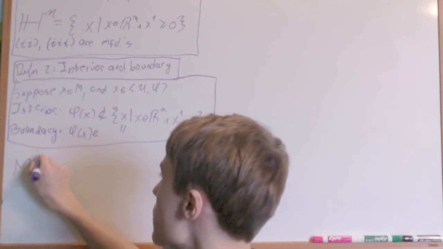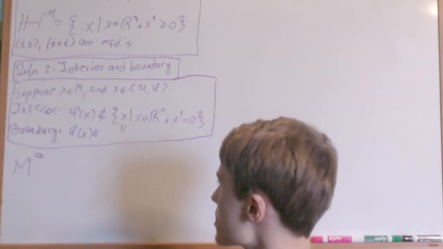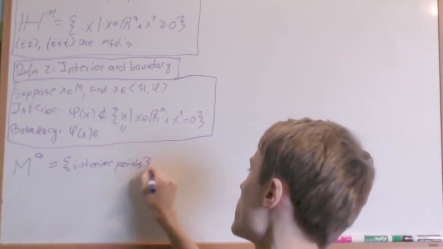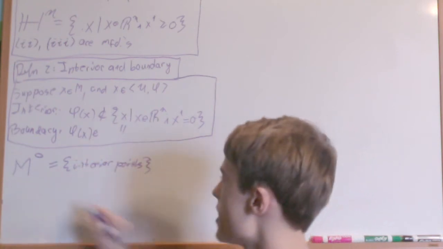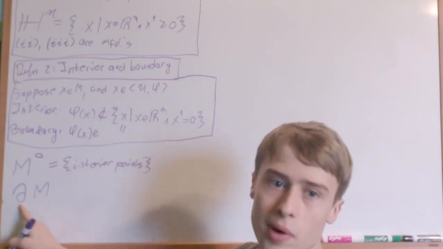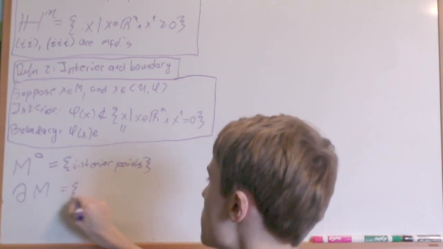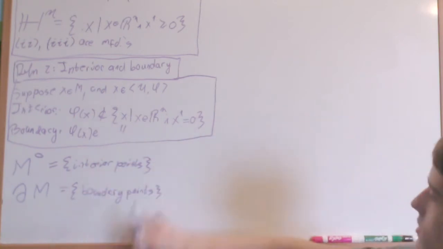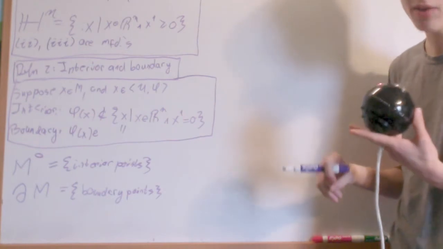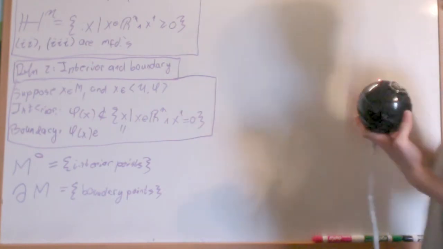Okay, so what we do is we say that M with a little degree sign is going to be the set of interior points. This is called the interior of M, and we say del M, that's a del like the partial derivative, is going to be the set of boundary points. So that's how you define the interior and boundary of a manifold with boundary.